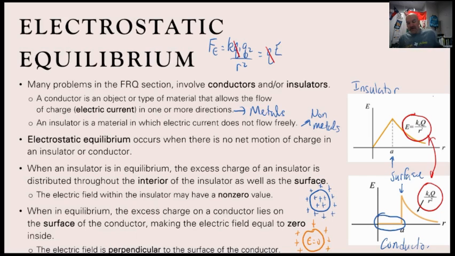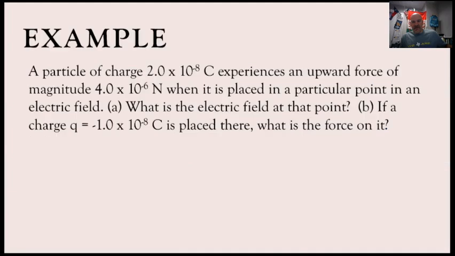Now let's look at an example with electrostatic equilibrium. A particle of charge 2.0 times 10 to the negative 8 coulombs experiences an upward force of magnitude 4.0 times 10 to the negative 6 newtons when placed at a particular point in an electric field. Part A, what is the electric field at that point? Part B, if a charge of Q equals negative 1.0 times 10 to the negative 8 coulombs is placed there, what is the force on it?